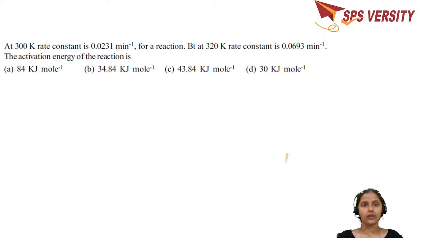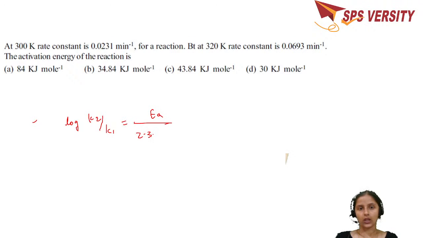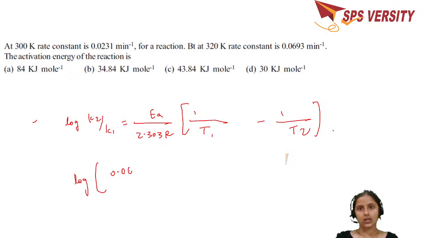At 300 Kelvin, the rate constant is given. At 320 Kelvin, the rate is also given. So we have the expression log K2 by K1, which is equal to EA by 2.303 R into 1 by T1 minus 1 by T2. So log of the two values, 0.0693 divided by 0.0231. So this is almost 3, so log 3 is equal to EA, the activation energy, which we have to find out.